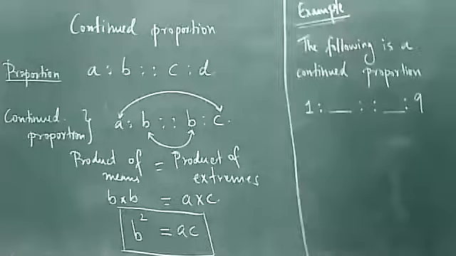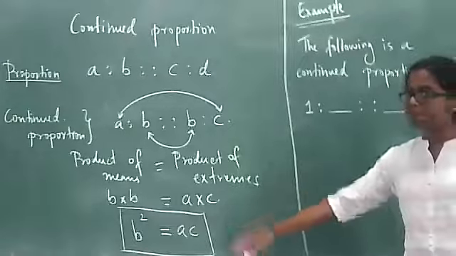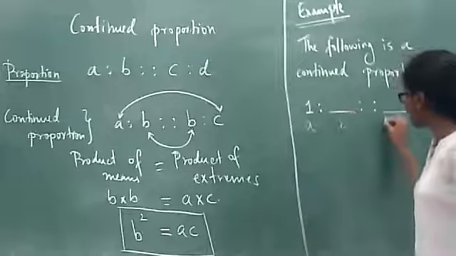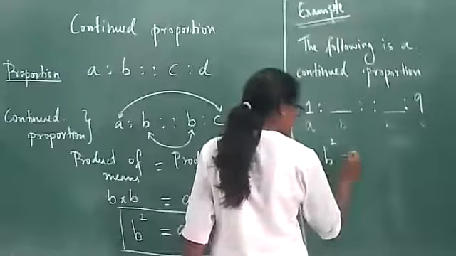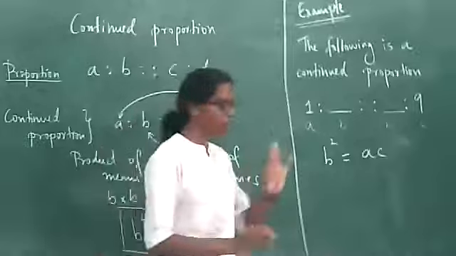In the previous case where we were looking at only a proportion, we were asked to find only one particular number. In a continued proportion, we can actually find two different numbers, because they are actually the same. And what do we know in a continued proportion? B square is equal to AC. This is A, this is B, this is B, this is C.